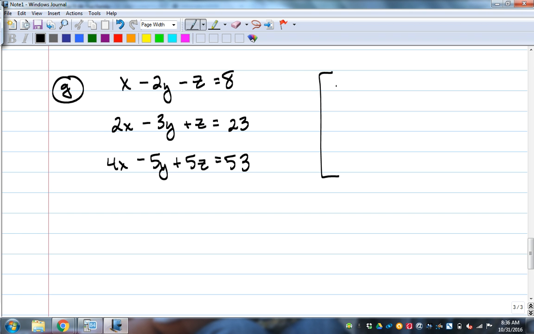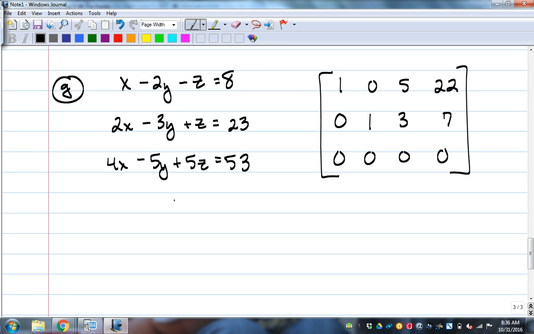Okay, so that matrix, I'm going to go ahead and write it: 1, 0, 5, 22, 0, 1, 3, 7, and then all zeros on the bottom row. So it's consistent and dependent. Infinitely many solutions is what we usually call that. Abbreviate that IMS, be fine. All right, so consistent and dependent. More collegiate way of saying that.